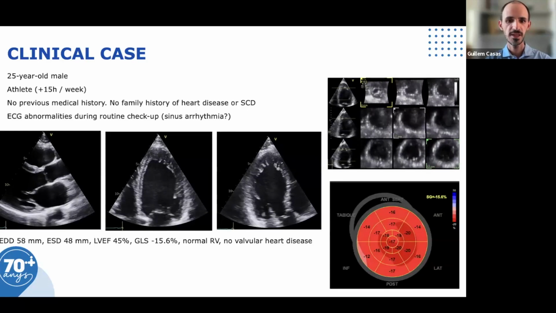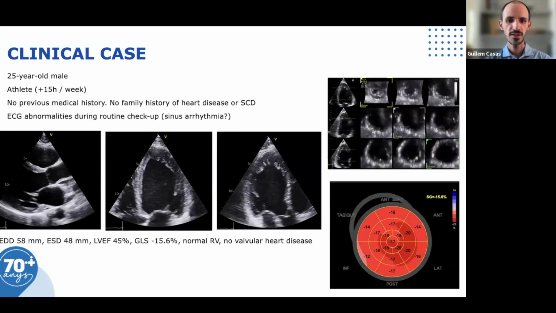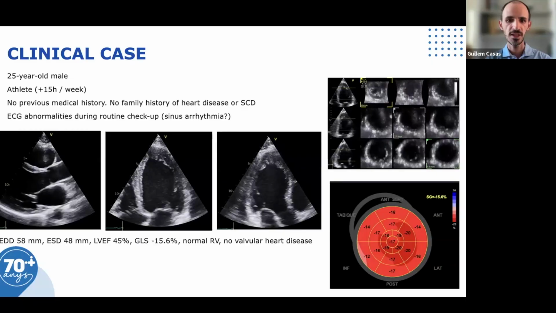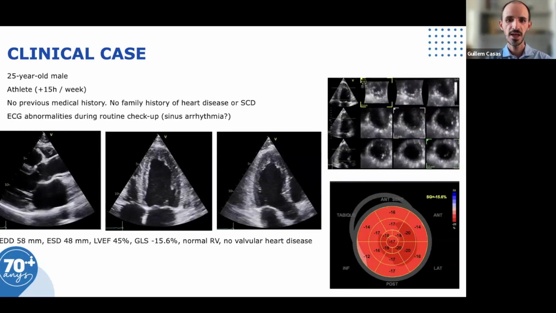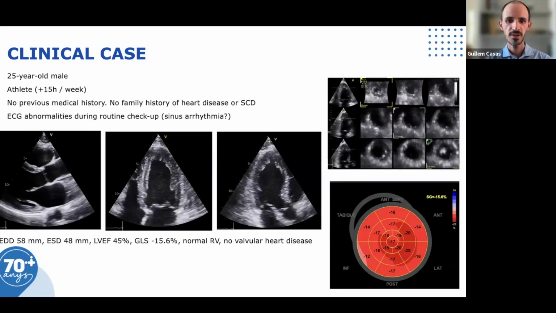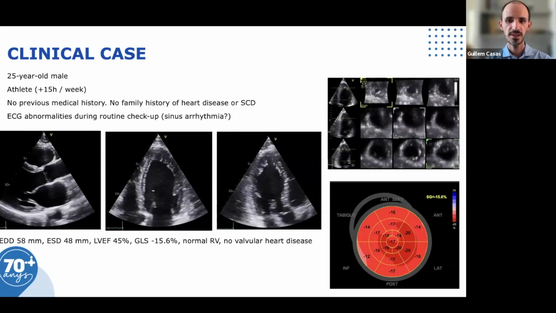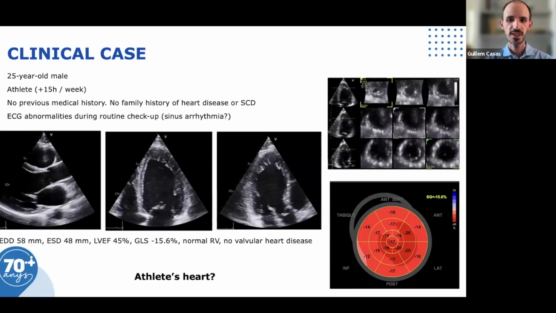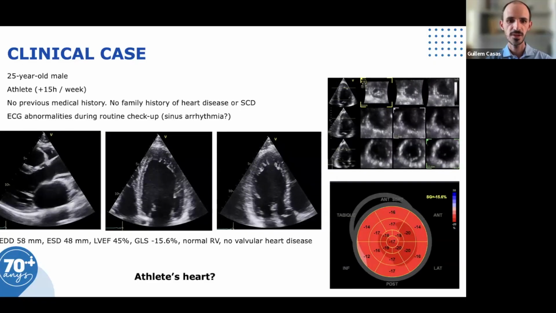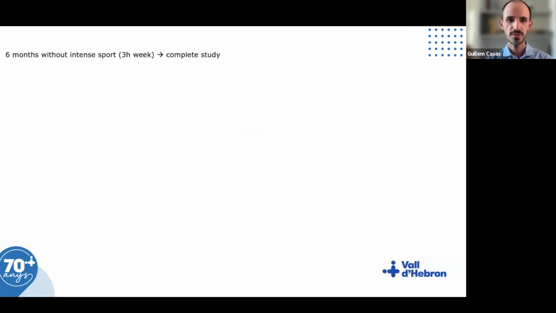Echocardiography is performed and a mild LV enlargement is described with mildly reduced ejection fraction of 45%, a normal right ventricle, no valvular heart disease, and a significant hypertrabeculation in the apical and lateral apical segments. So the first possible diagnosis is considered to be an athlete heart. The patient is recommended to reduce the sport intensity for 6 months, and after that, a complete study.